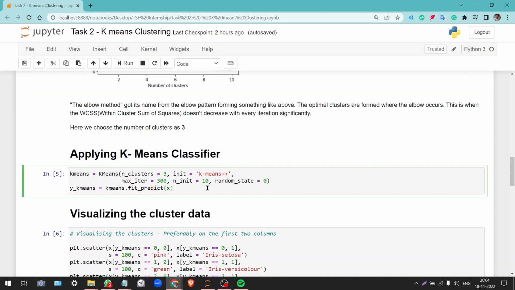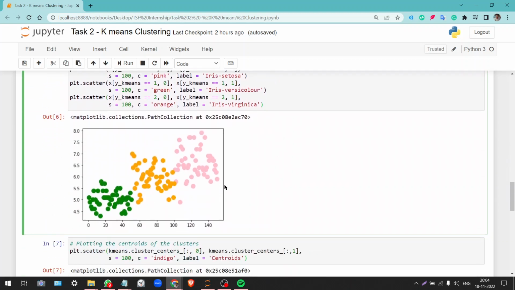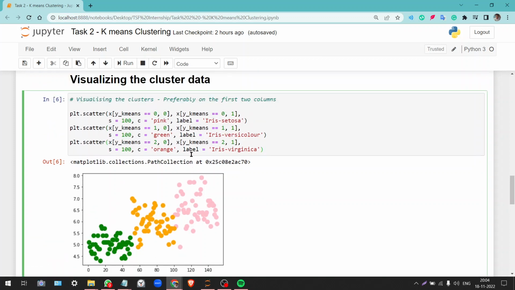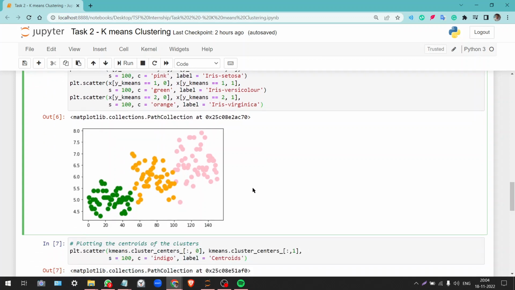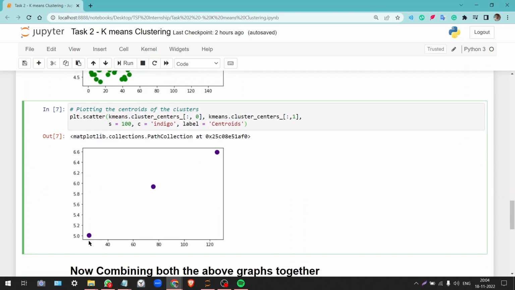Here we have written the same code for this. Now we are visualizing the cluster data. For this we have chosen three colors: pink, green and orange. After that we are visualizing the centroid for each of the clusters. Now we can see that the centroids are positioned at the lower end, in the middle of the graph area, and at the top right corner.